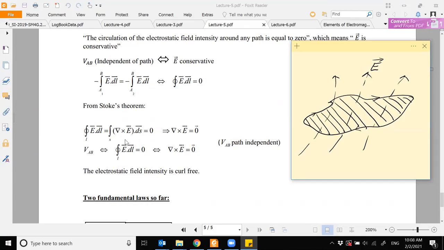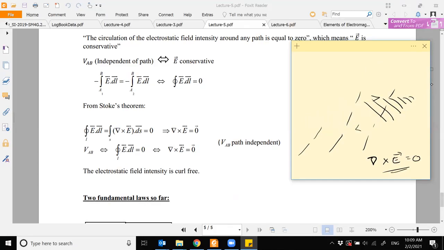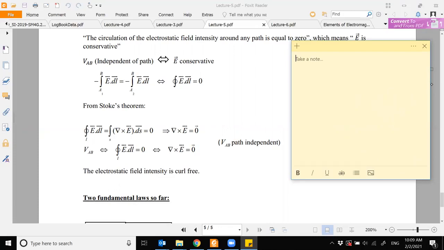Since the left-hand side and the right-hand side must be equal to 0, that means the term inside the bracket, which is the curl of the electric field, becomes 0. Very important relationship: curl of electric field is equal to 0. That means an electrostatic field is curl free. That is, the electrostatic field doesn't have a tendency to rotate. This is a very important property of the electrostatic field.